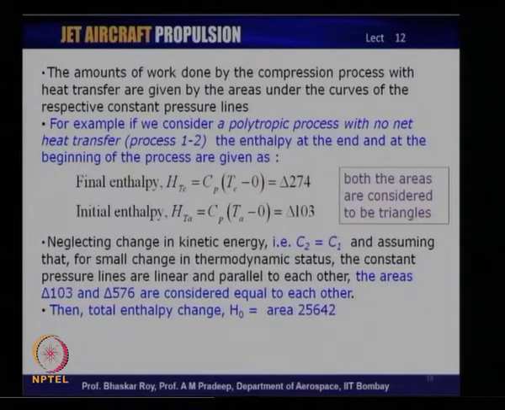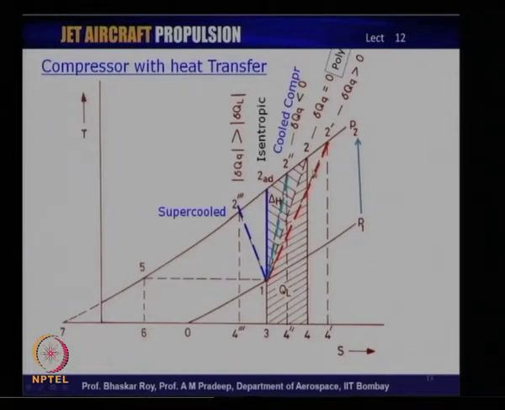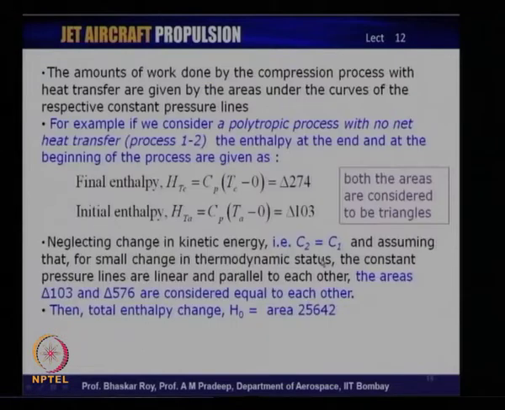So that some of those can be simply referred to as triangles or rectangles, and as a result, the total enthalpy change can now be shown in terms of the area 2, 5, 6, 4, 2, and that is the area which is the total enthalpy change in terms of the total parameter H0.